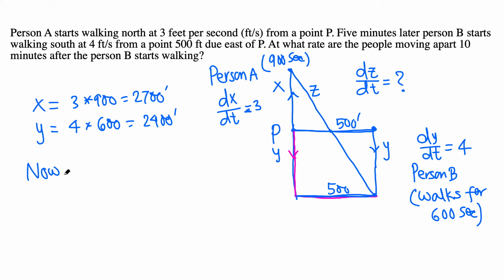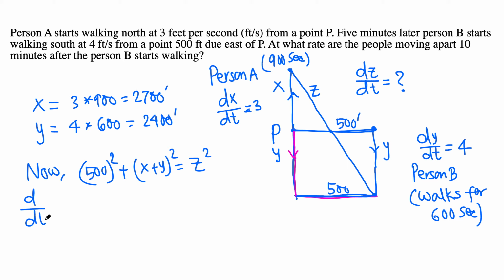Now, using the Pythagorean theorem, a squared plus b squared means 500 squared plus (x plus y) squared equals the hypotenuse, g squared. As soon as we write down the relationship among the variables, we need to take the derivative. So differentiate both sides with respect to time. That's the rate. The derivative of 500 squared, which is 250,000, a constant, is 0.